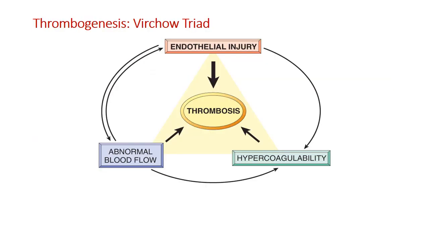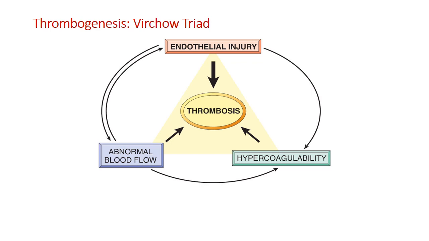Then coming to the formation of thrombus, we have Virchow triad, which is formed with three important elements. The first one and the most important one is endothelial injury, the second one is hypercoagulability, and the third one is abnormal blood flow.